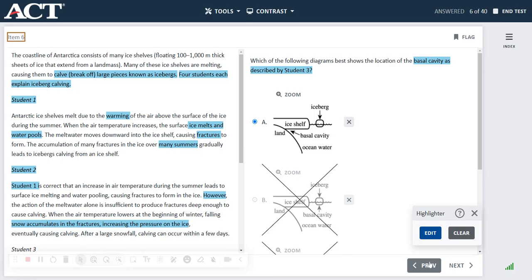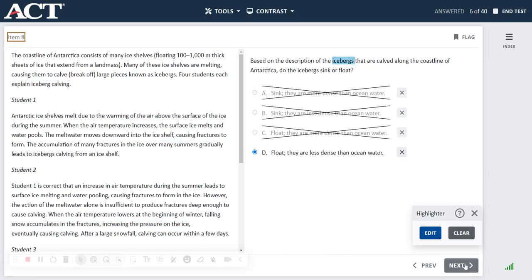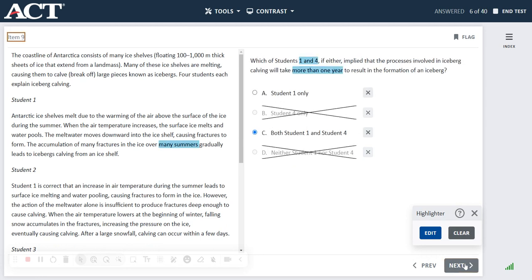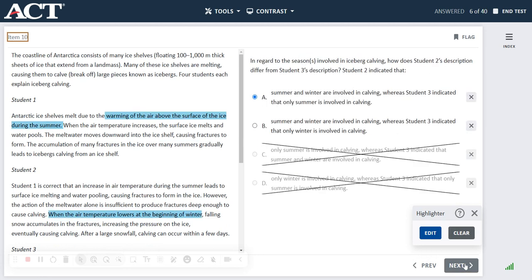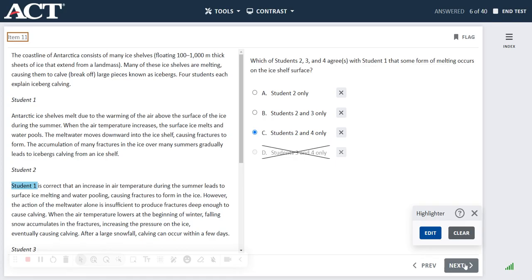All right, let's review our answers. Number 6 is A. Okay, 7 is C. 8 is D. 9 is C. 10 is A. 11 is C. All right, if I got any of these wrong, I'll make the video again. I think this is the slowest passage. The conflicts passage is the slowest passage of the entire test.